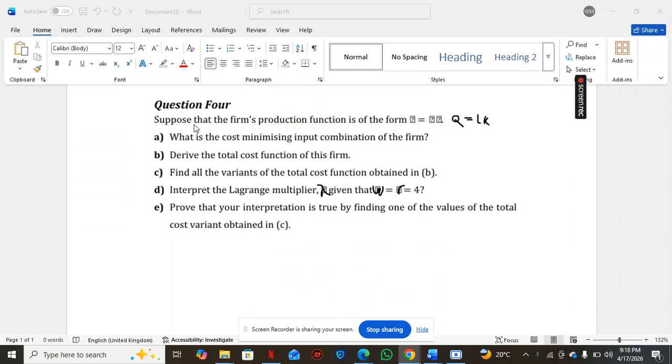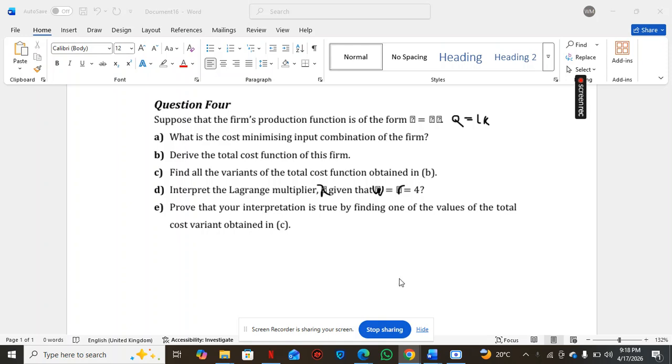Okay. Suppose that a firm's production function is in the form of Q equals L times K. Q just represents the quantity that will be produced. L is the labor, K is the capital. Part A. What is the cost minimizing input combination of the firm?